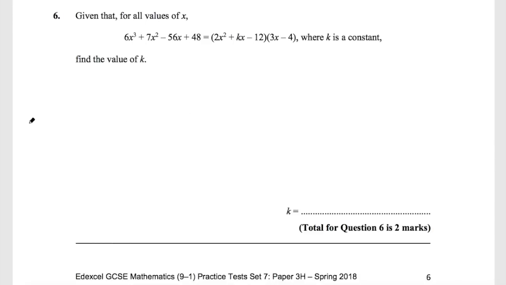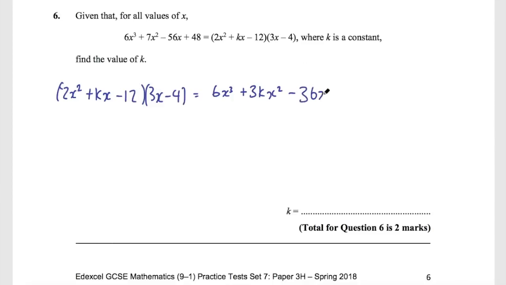So firstly, let's take these brackets here. We've got 2x squared plus kx minus 12 multiplied by 3x minus 4. And so let's expand these out. So we can take the terms in the first brackets, multiply them all by the first term in the second brackets. So 2x squared times 3x, that's 6x cubed. And then kx times 3x, that's going to be 3kx squared. And then minus 12 times 3x, that's going to be minus 36x.